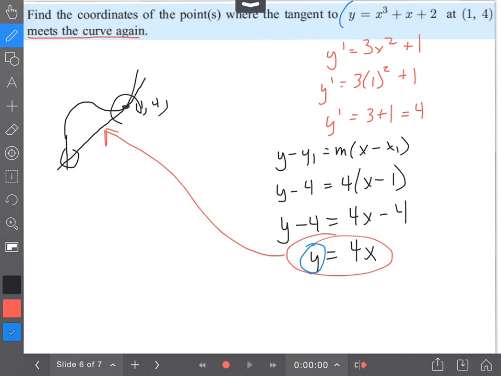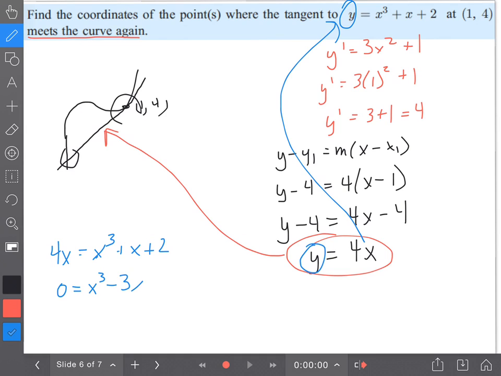This is equal to y, that's equal to y. So you take the 4x and you substitute it for the y. So let's do it. We're going to go 4x equals x cubed plus x plus 2. Go ahead, subtract the 4x. And so then I'm going to have 0 equals x cubed minus 3x plus 2.